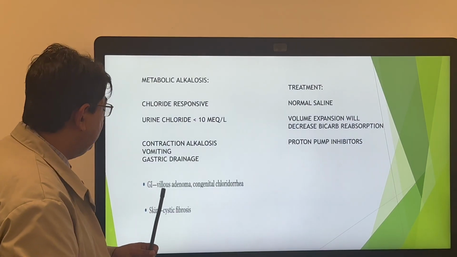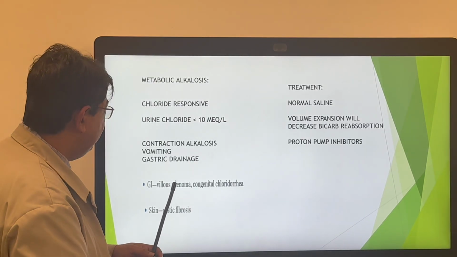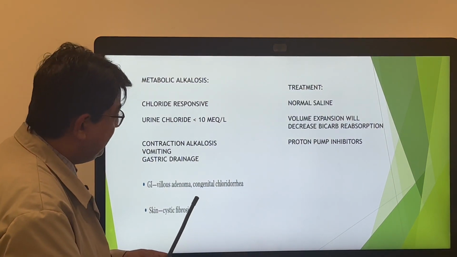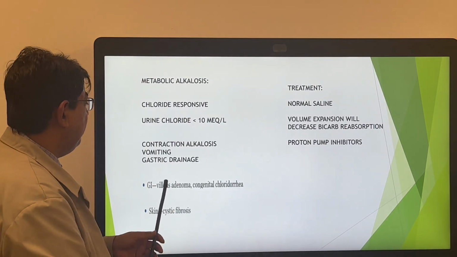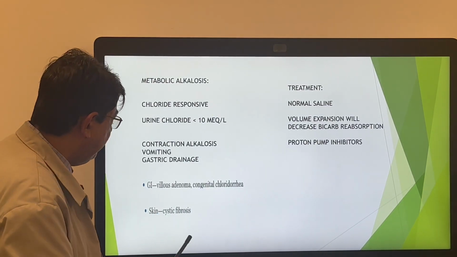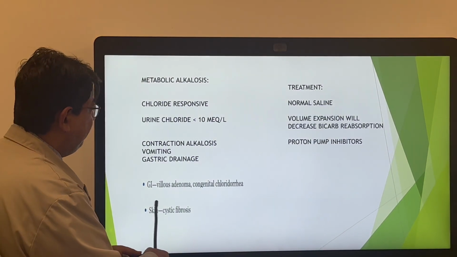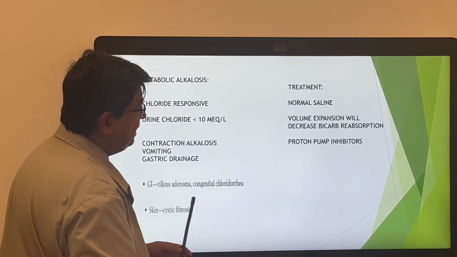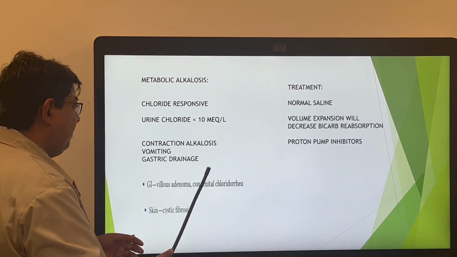Let's talk about metabolic alkalosis. Metabolic alkalosis, you want to think chloride responsive versus chloride resistant. Chloride responsive means that the urine chloride is less than 10 and it will respond to normal saline. So here we're typically talking about contraction alkalosis, vomiting, NG drainage or gastric drainage, and then villous adenoma, congenital chloridorrhea, and cystic fibrosis. Treatment, as I said, is normal saline, and basically the volume expansion will decrease bicarb reabsorption. And then if you have a GI condition, you can use proton pump inhibitors as well.